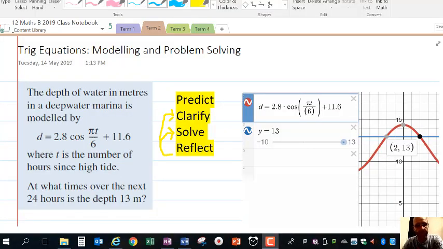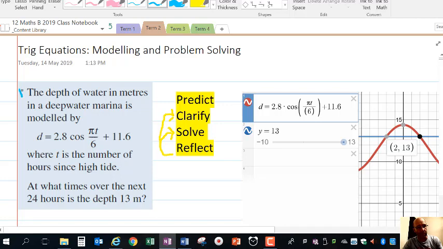Continuing on in our series of videos regarding solving trig equations, we're going to look at some actual problem solving and modeling, some fairly real stuff anyway, and where we can apply it. So make sure you've watched the previous videos before this one. And we've got a little scenario here.